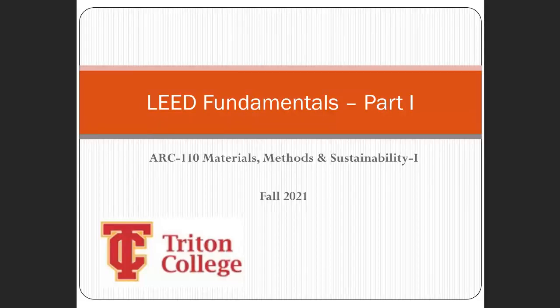We're going to get into more details about the LEED building rating system. We talked about this last week, we talked about building rating systems. So now we're going to get into the nuts and bolts, the nitty gritty. I'm hoping that this will not be new to you.